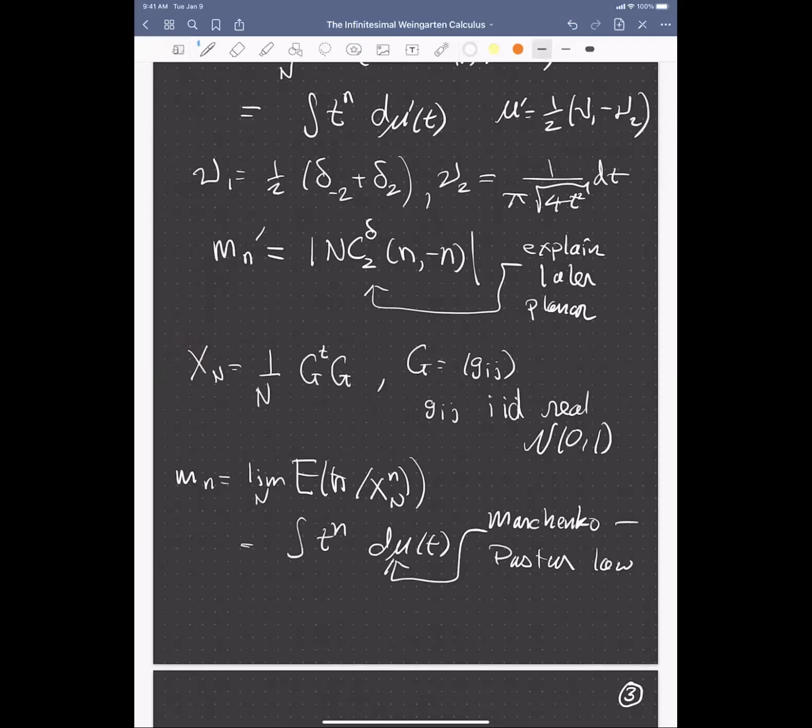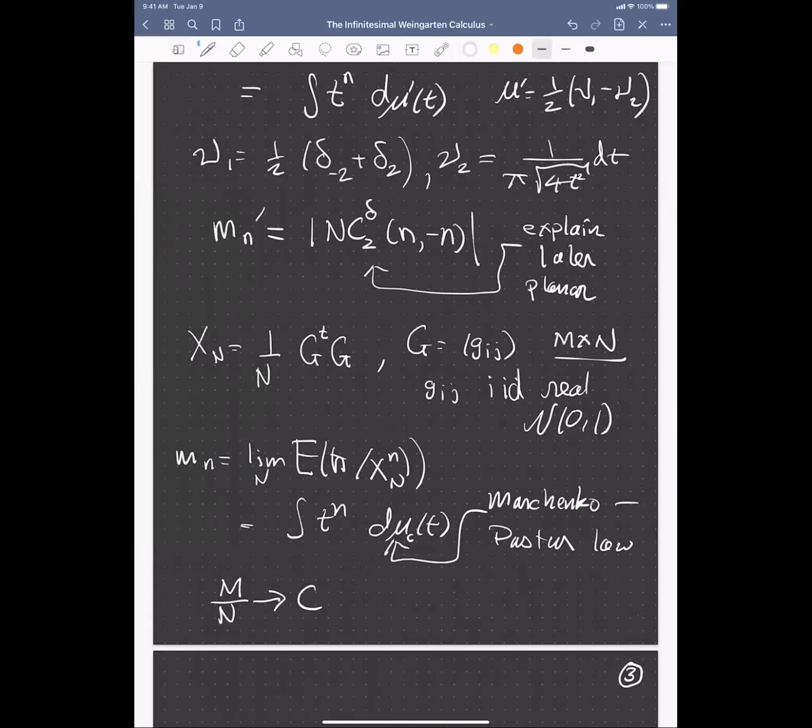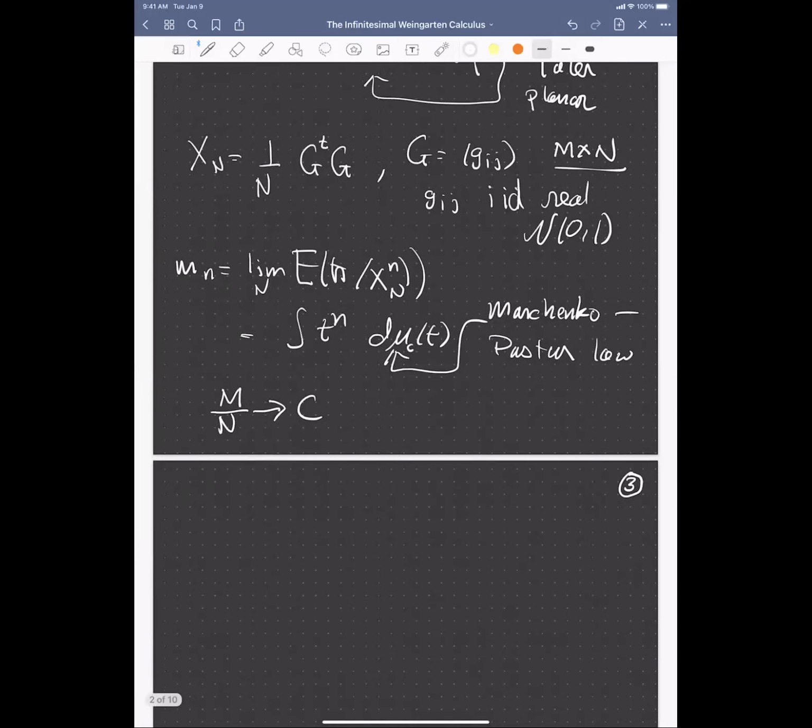And we have to assume that there's a parameter, the aspect ratio. I didn't say what this is. This is an M by N matrix, forgot that. And we have to assume that M over N actually converges to some parameter C. So we get the Marchenko-Pastur law of parameter C. And you can again look at this infinitesimal thing to see if there's a limit here.